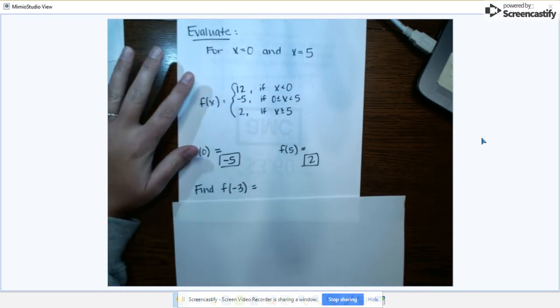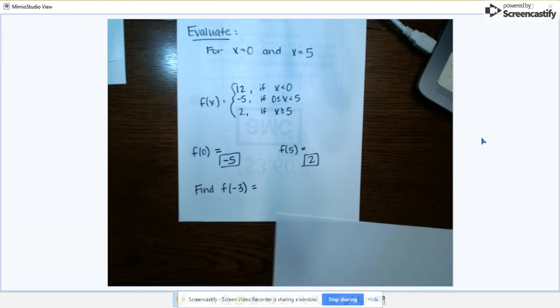I'd like you guys to find f of negative 3.